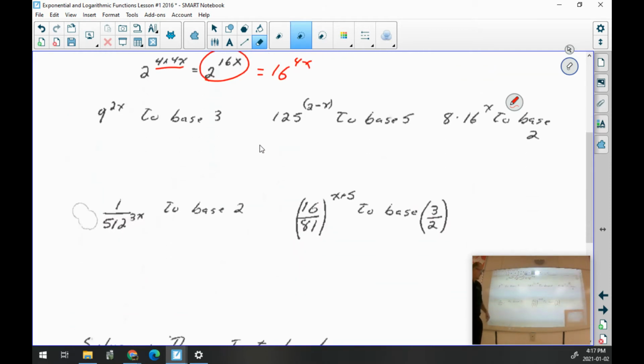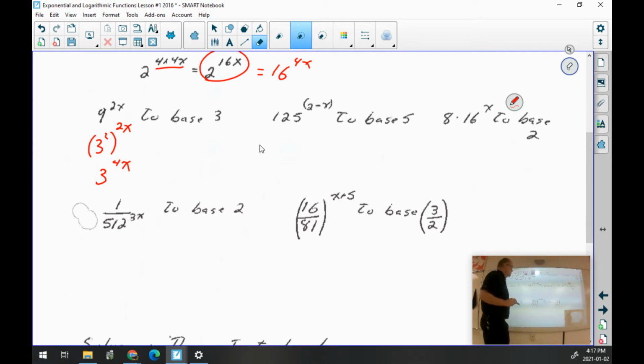So I want to write 9 to the power of 2x as 3 to the power of some number. That's what I mean by writing as base 3. Well, 9 is 3 squared, and I'll just keep that. So I'm going to replace the 9 with 3 squared. 2 times 2, so 3 to the power of 4x is the same as 9 to the power of 2x.